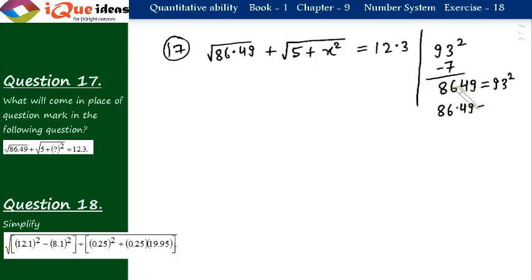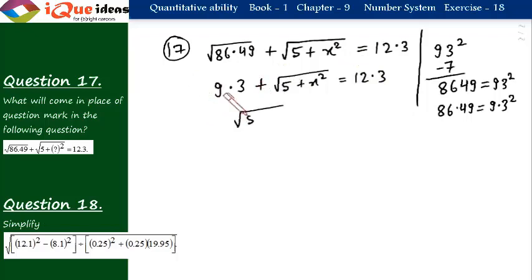That means 86.49 will be the square of 9.3. Alright. So square root of 86.49 will be 9.3 plus square root of 5 plus x square is equal to 12.3. Okay, so that means 9.3 goes to the other side. We'll have root of 5 plus x square is equal to 12.3 minus 9.3. 12.3 minus 9.3 is equal to 3.